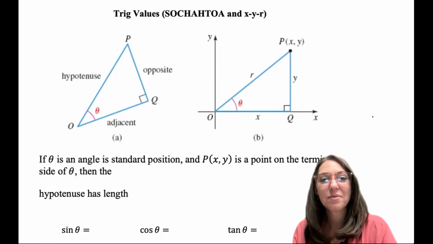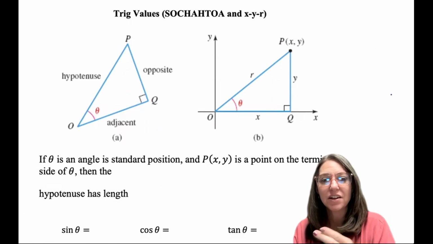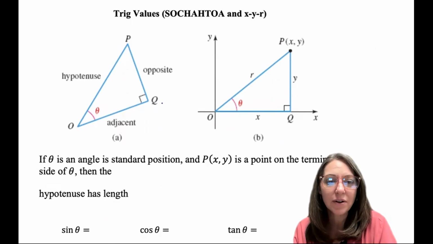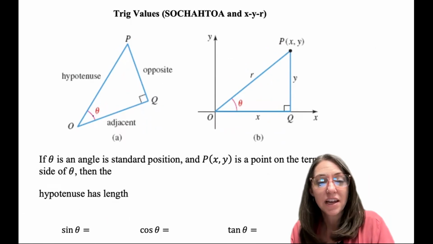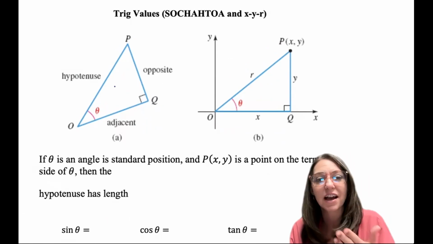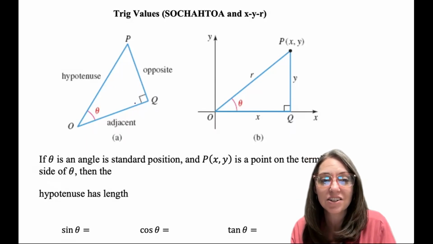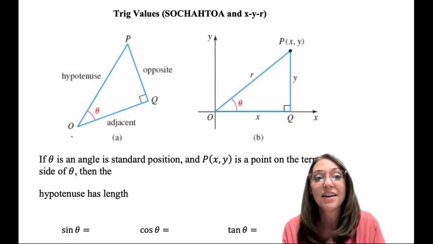Howdy! In this video, we're going to look at SOHCAHTOA and the connection between the XYR method. So here's a random right triangle. Notice the hypotenuse is across from the right angle. If we're considering this angle theta for trig, then the side opposite of that does not touch it. That's the opposite side. The leg touching the angle that we're talking about is called the adjacent side.